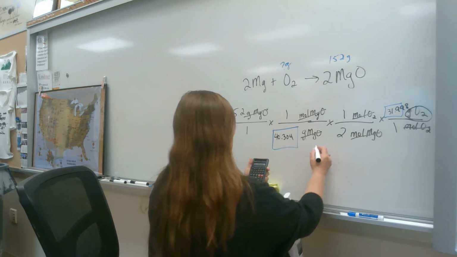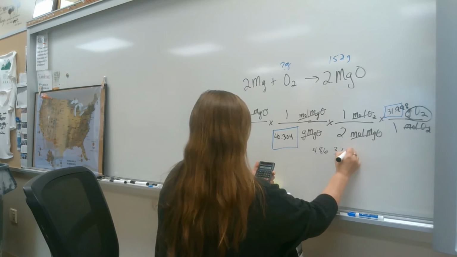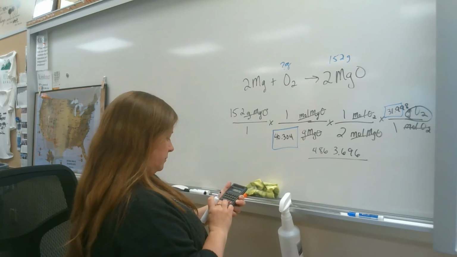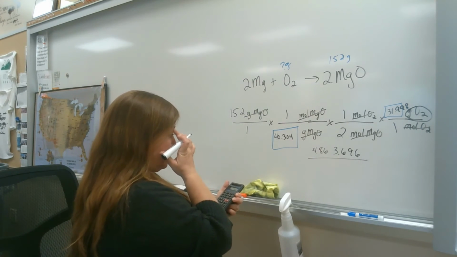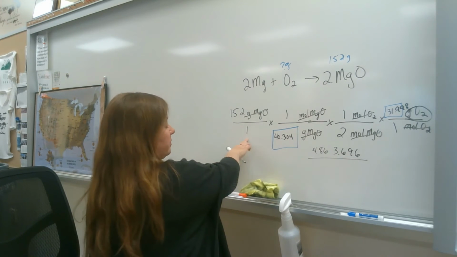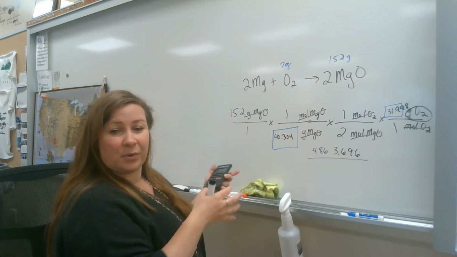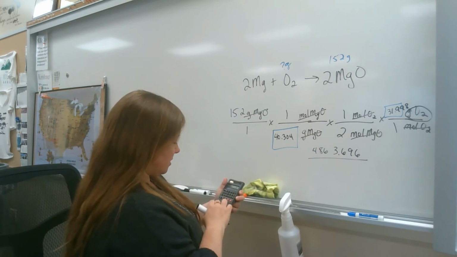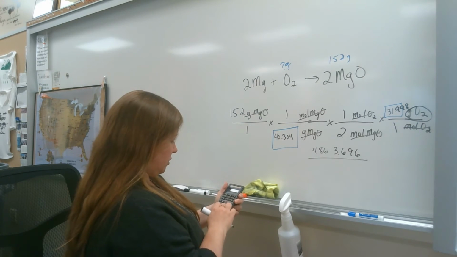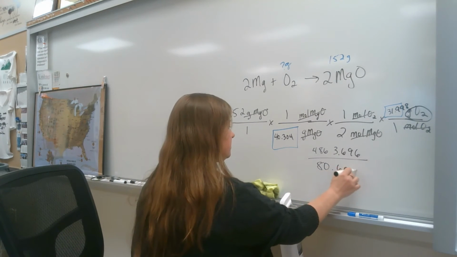That's a big number. 4863.696. I'm going to double check that and make sure that's right. Yeah, okay. And then we're going to divide that by 1 times 40.304 times 2 times 1. We can ignore the ones though, right? Because 1 times something is going to be itself. So I'm doing 40.304 times 2, and we get 80.608.